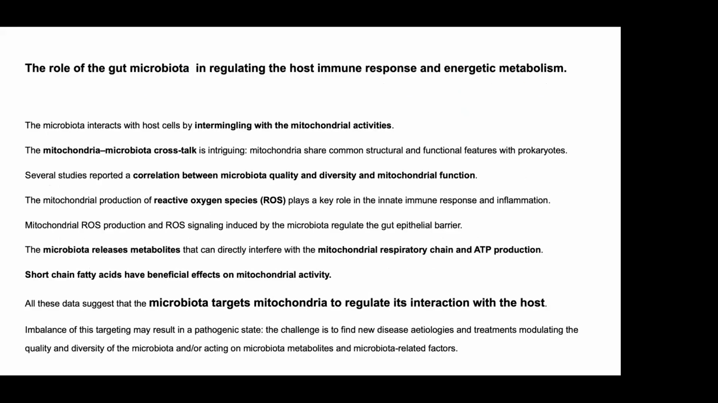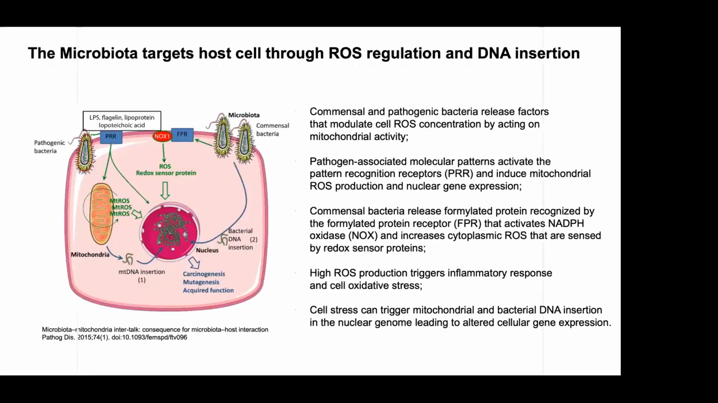And the relation, of course, with the gut, the microbiota, because the mitochondrial production of reactive oxygen species plays a key role in the innate immune response, and of course can be a key role in the triggering of inflammation. And the relation between mitochondria and bacteria of the gut is, of course, extremely important in this balance. And so we have to understand the regulatory mechanism which happens between these two populations, mitochondria and bacteria. So the microbiota targets host cells for ROS regulation, and so the participation of commensal bacteria in this type of relationship is crucial.